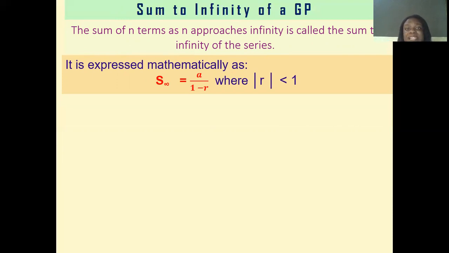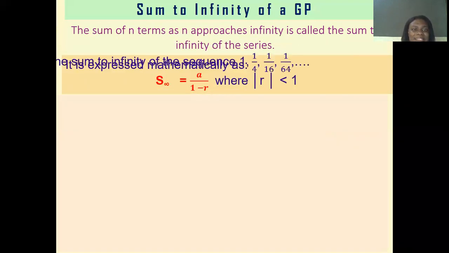Remember that the magnitude of r should be less than 1. So r is less than 1. So our formula for sum to infinity is a over 1 minus r. Now, how do we apply that?